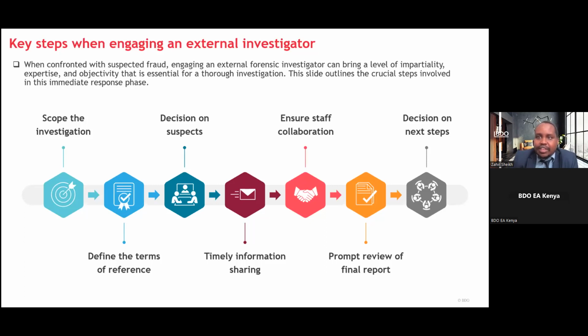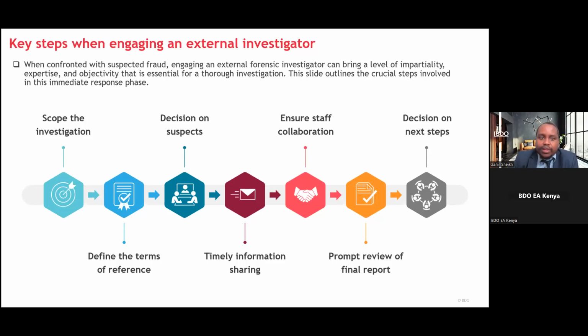The third key thing is to decide on the suspects. So usually with fraud, if there is a whistleblower's report or a suspicion, you will also have suspects, people who you suspect to be the perpetrators of the fraud. And it is a very key step to evaluate whether it is necessary to suspend them or retain them during the investigation. And you have to collaborate with your HR or with your internal legal counsel to make informed decisions on this. And we look at some of the key considerations for this in the subsequent slide.